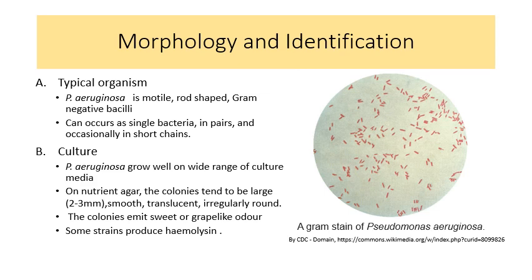Culturing is another way for a better identification. This bacteria can grow well on a wide range of culture media, including nutrient agar, MacConkey agar, and blood agar, and many others. On the nutrient agar, the colonies can be obvious because they tend to be large, 2 to 3 millimeters in diameter. They are also smooth, translucent, irregular, and round. The colonies also emit a sweet odor or grape-like odor.